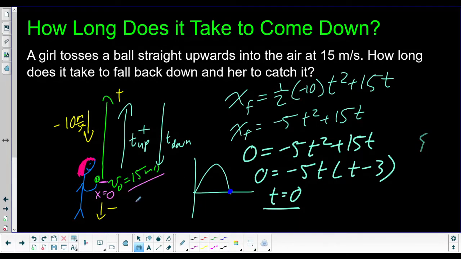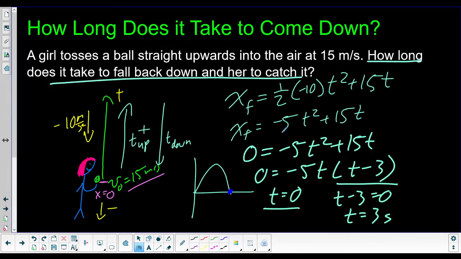Okay, I'm just feeling like my pens were the wrong size. The other one is this right here. So we set this equal to 0, because 0 times anything equals 0, and that would be a solution. So t minus 3 equals 0. Add the 3 over. T equals 3 seconds. Okay, so this is nice. We've solved the problem. How long does it take the ball to fall back down?